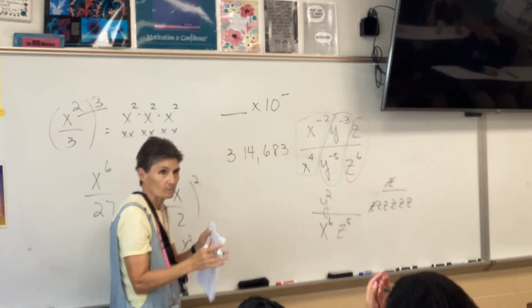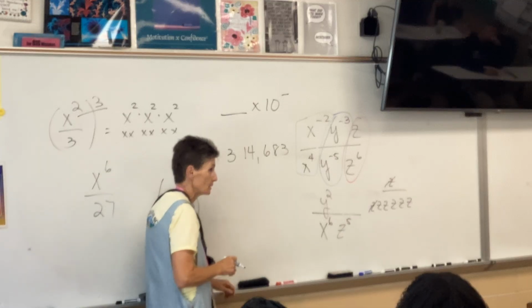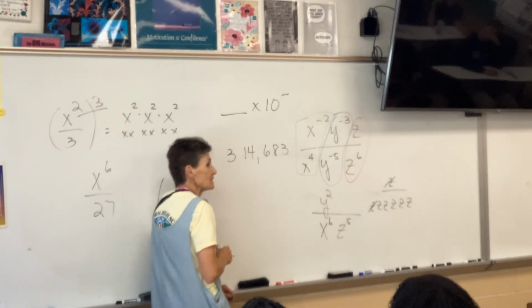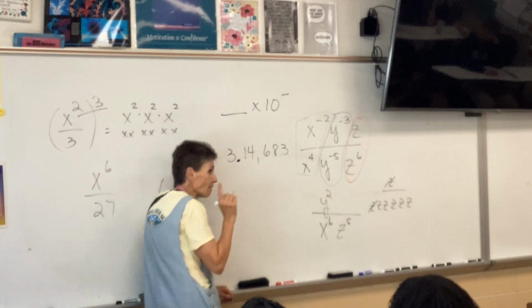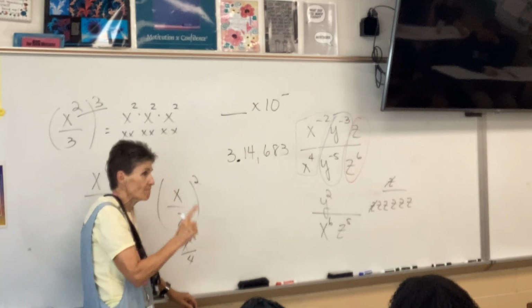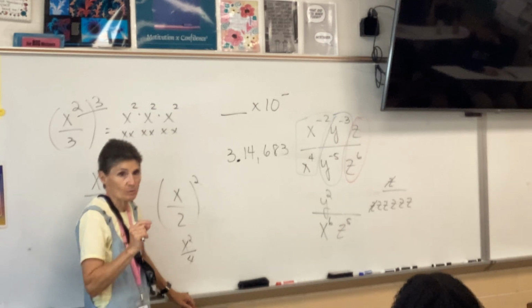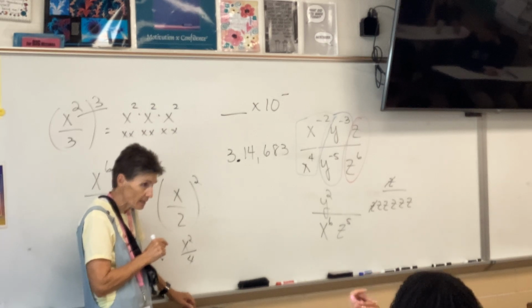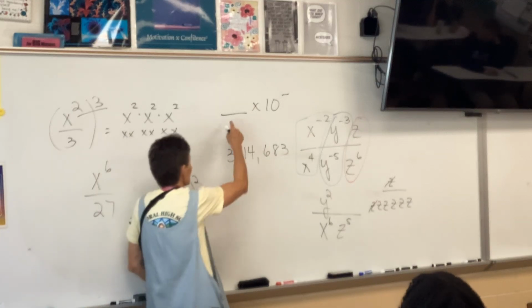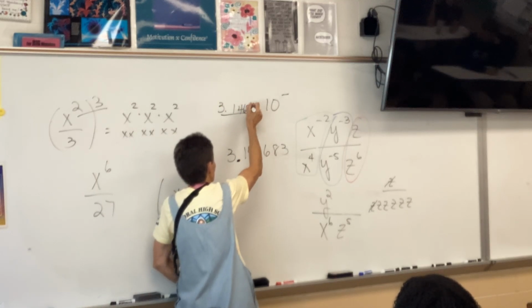To put it into scientific notation, we need to move the decimal so that it is right after the very first number. That's where the decimal goes, right after the very first number. Okay? So this is going to be 3.14683.